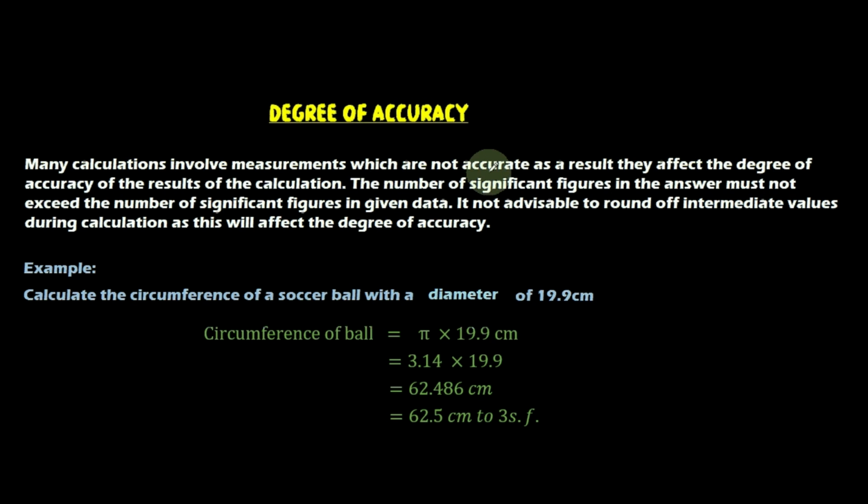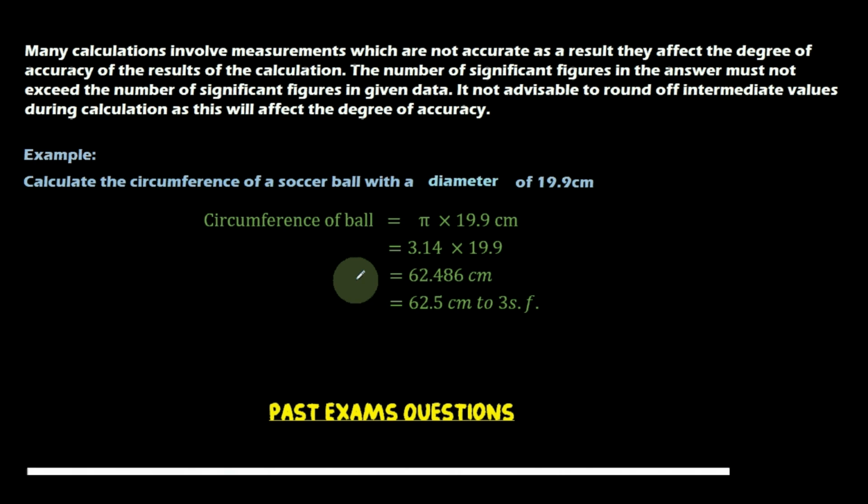Degree of accuracy. Many calculations involve measurements which are not accurate. As a result, this affects the degree of accuracy of the results which you get. The number of significant figures in the answer must not exceed the number of significant figures in the given data. Say in your given data, the highest significant figures you had in any of the numbers was 3. It means that you cannot have an answer which has 5 significant figures, as this will not adhere to the degree of accuracy in the question that you have.